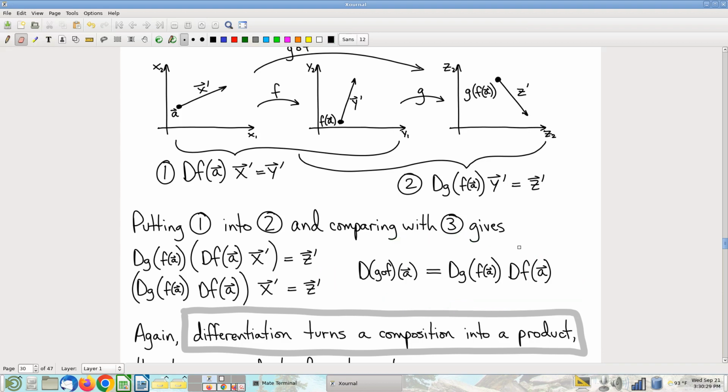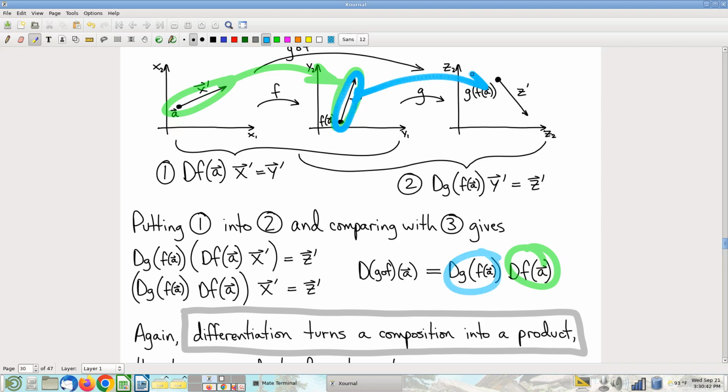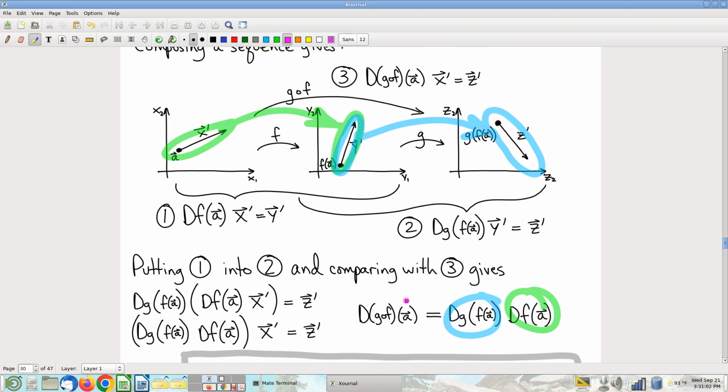The big idea is that this matrix relates the x change vector to the y change vector. This matrix relates the y change vector to the z change vector. And so altogether then, how do you turn the x prime vector into the z prime vector? Well, you first apply the df matrix and then you apply the dg matrix. And altogether, that is what you do to turn the x prime vector directly into the z prime vector.